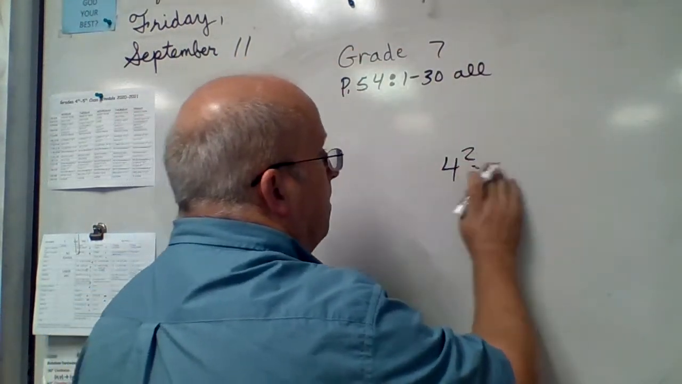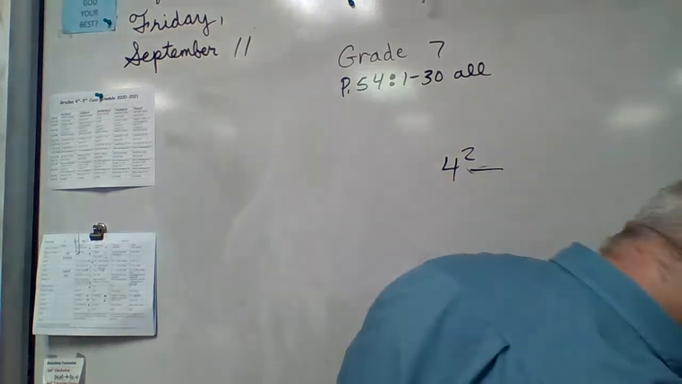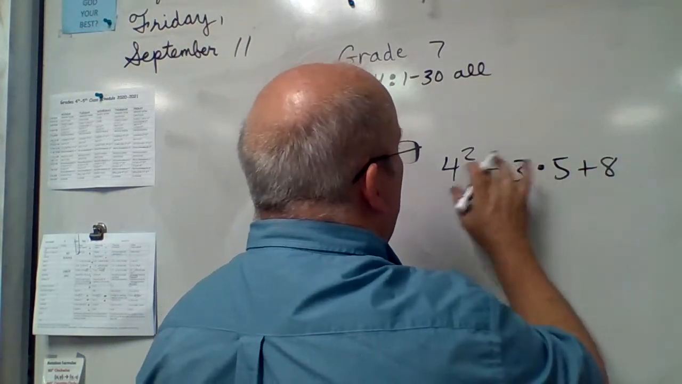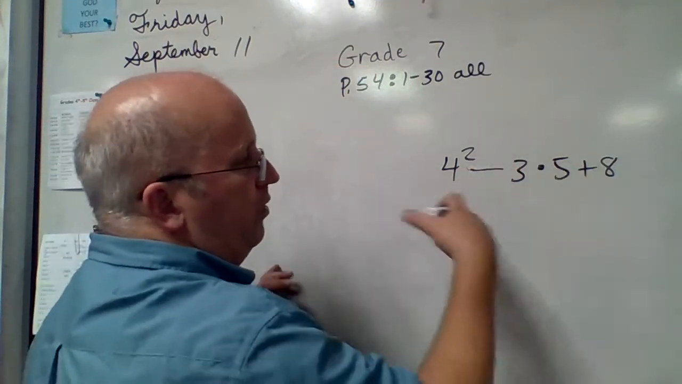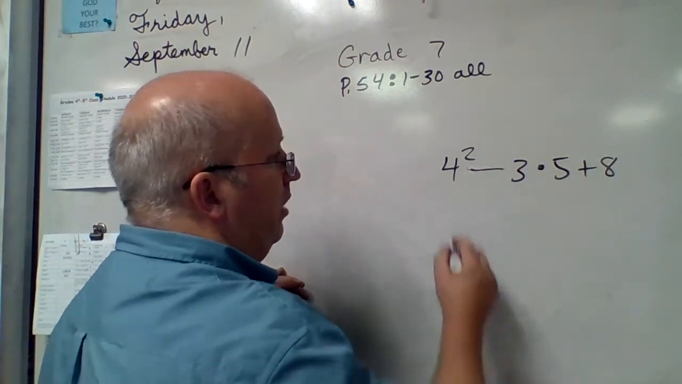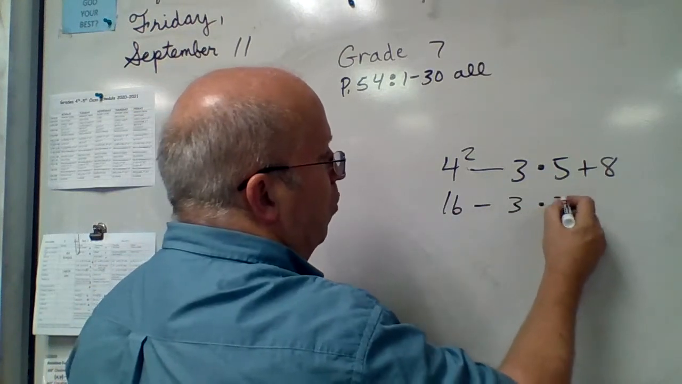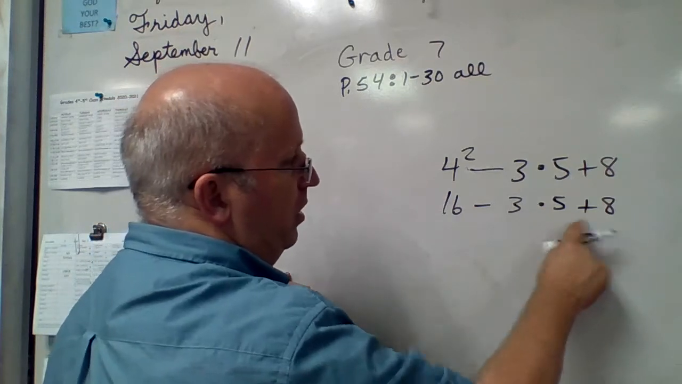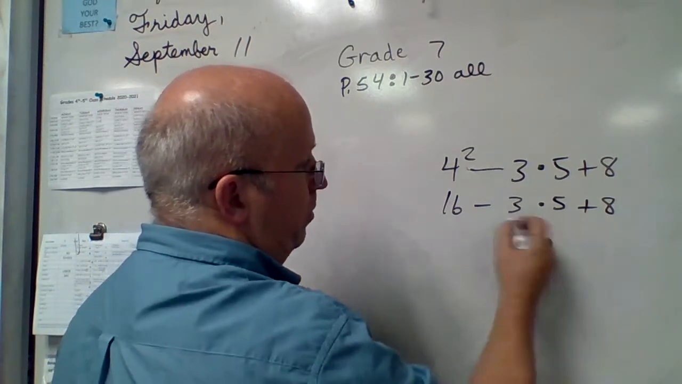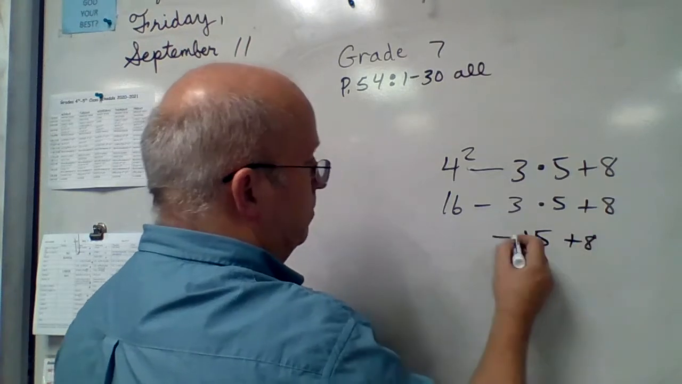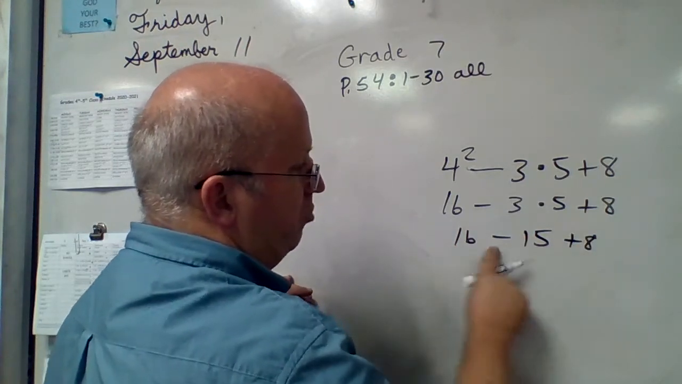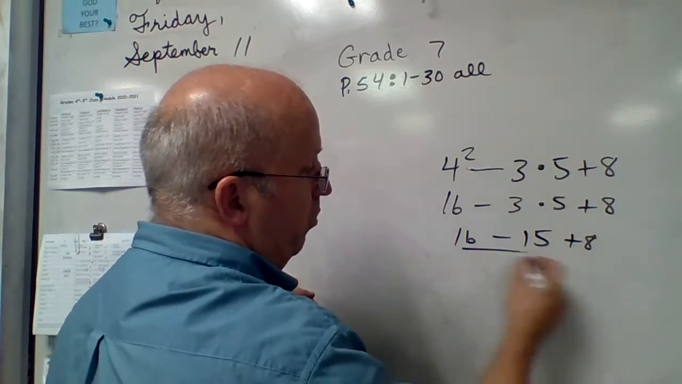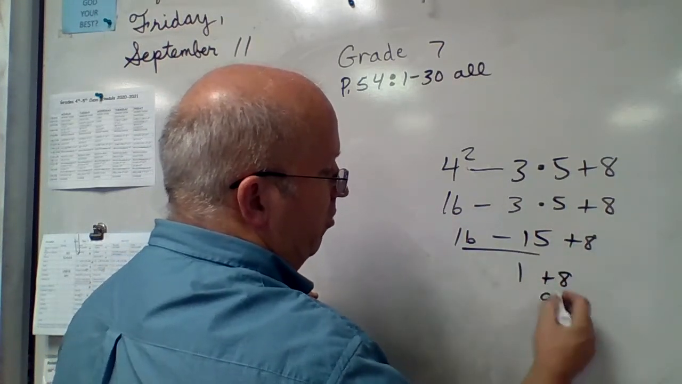4 squared minus, how about 3 times 5 plus 8? How would we attack this problem? There's no parentheses, so we can't do that. There are some exponents, so let's do that first. 4 squared is 16. Now we've got subtraction, multiplication, and addition. Which one do we do next? We do the multiplication next. So that's 15. And now we've got subtraction and addition, but the rule says we work from left to right. So this right here is the number 1. Final answer is 9.